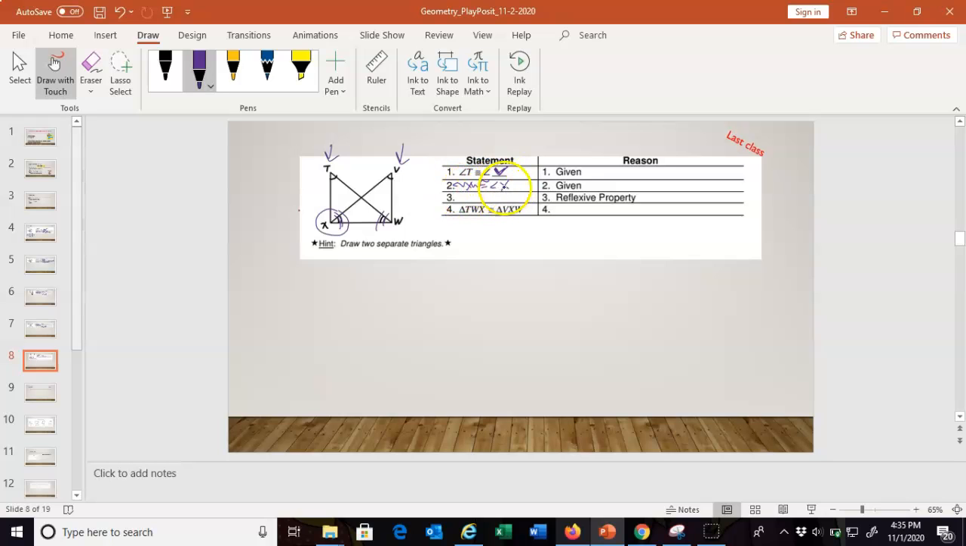XWT. Tricky, tricky. All right, number 3 is the reflexive property.